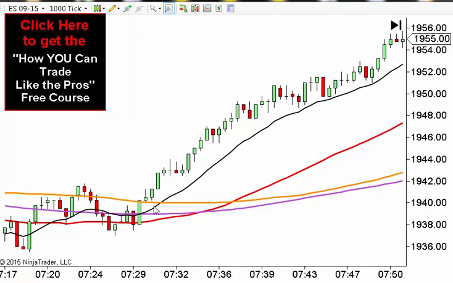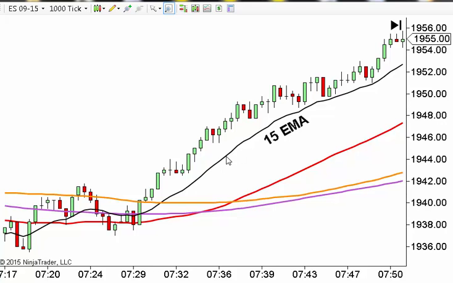So there's 4 moving averages I put on all my charts. This black one here, that is a 15 exponential moving average. Then the red one is a 50 period simple moving average. The yellow one is a 100 simple moving average. And then this purple one is a 200 period simple moving average. Those are the 4 that I put on my charts. Now, they serve different purposes. Number 1 is support resistance. And number 2, we look for how they align with each other and interact with price.